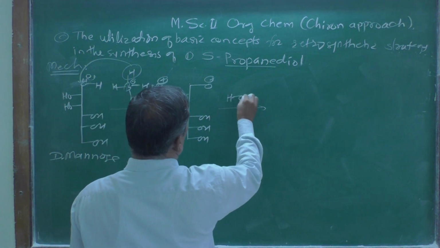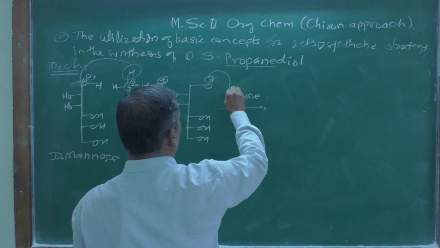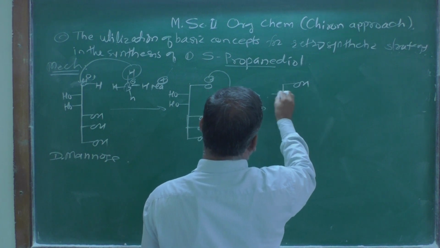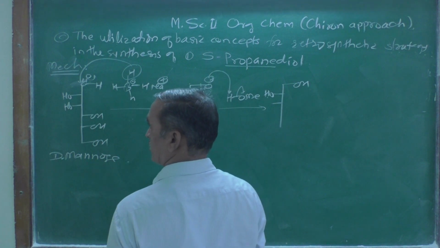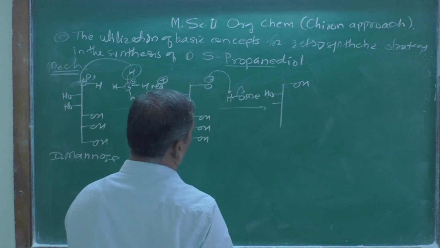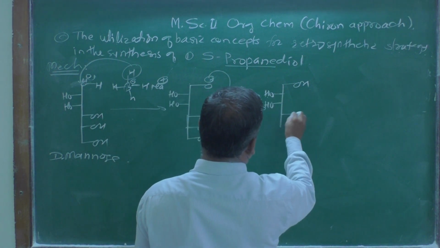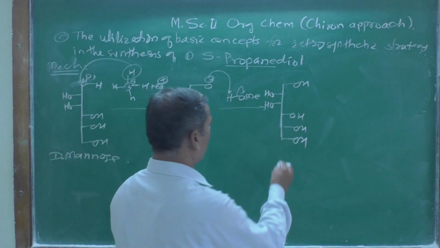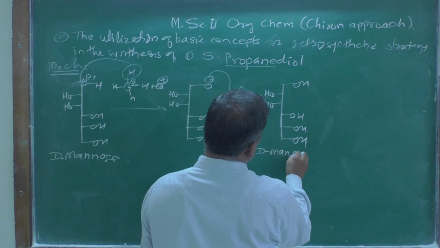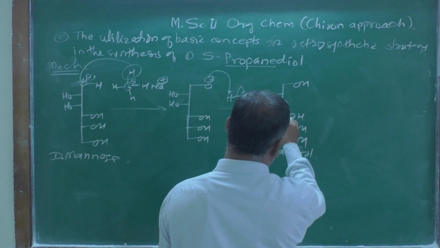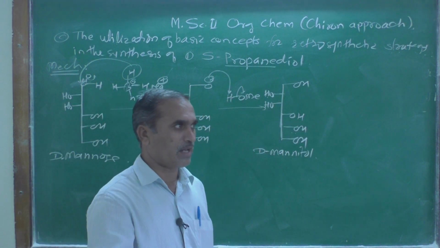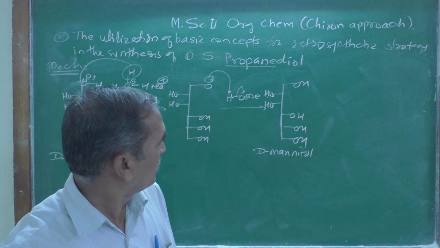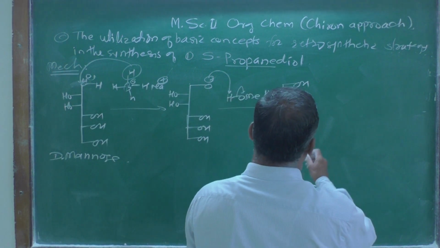So methanol, HO and Me, we can write. This OH can be attacked over there, and you are going to get finally this one, OH and HO. This alkoxide can abstract the proton from the solvent, and we will get this structure, mannitol, right? This is the structure of D-mannitol. Why D-mannitol? Because the hydroxy group at the second position is on the right-hand side, and therefore it is D-mannitol.